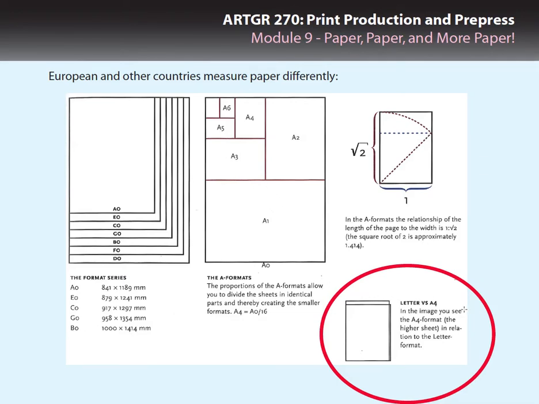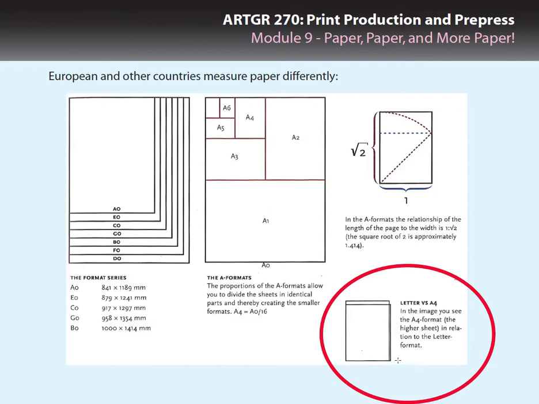And one thing to notice here, I've circled in red, is that the standard letter size paper for Europeans is a different size than our letter size paper. Ours is a little bit shorter, but a little bit wider. Letter paper in Europe is just a little bit taller and skinnier.